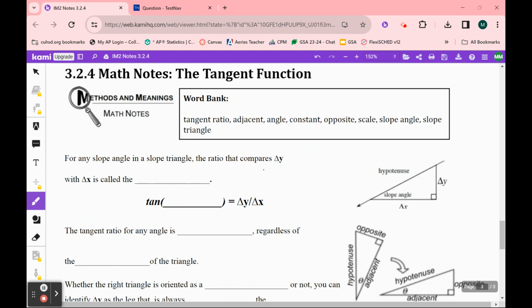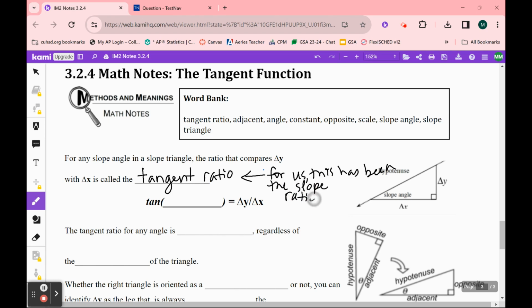Okay, so for math notes, first of all, for any slope in a slope triangle, the ratio that compares change in y with change in x, we've been calling that the slope ratio, but formally we actually should be calling it the tangent ratio. So for us, this has been the slope ratio. And what we say is tan of a slope angle.